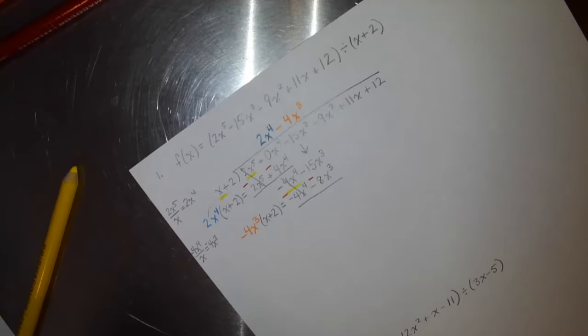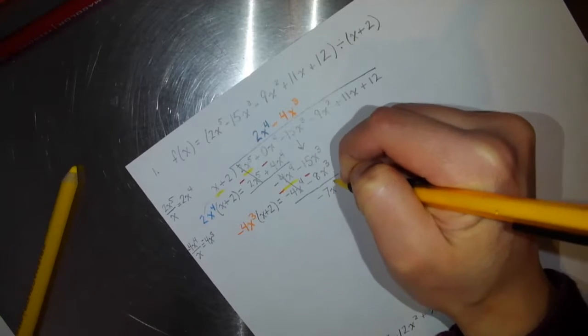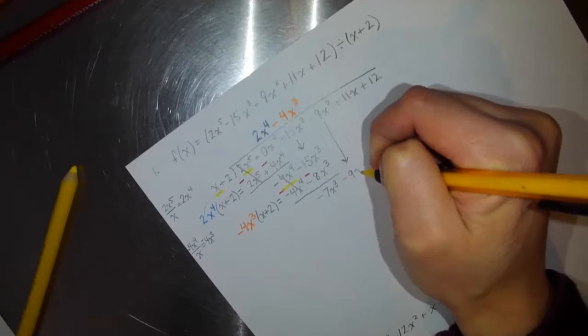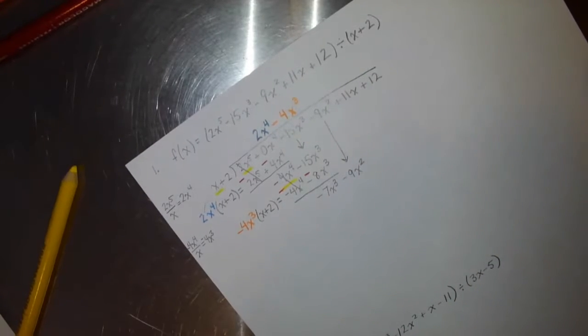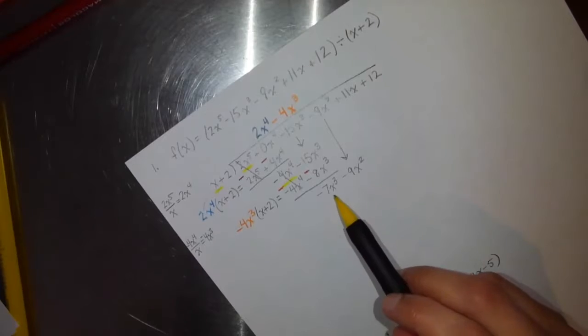Let me just double check my math here. Be negative 7x to the third, and bring down the next number. Okay, so I hope you're catching on to the pattern here. The next one, I have 7x to the third.